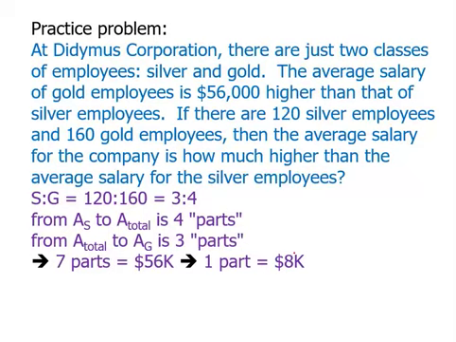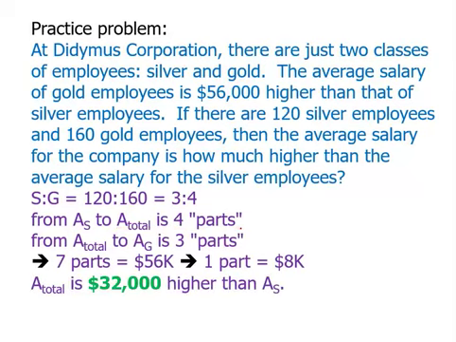Well, now we know how big a part is on the distances. Well, from the silver to the total average is 4 of those parts. Well, what is 4 times 8,000? That's 32,000. So the total average for the company is $32,000 higher than the average for silver.